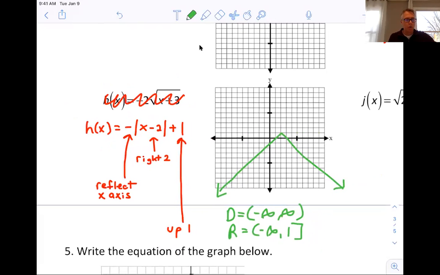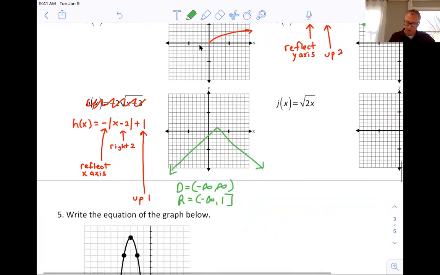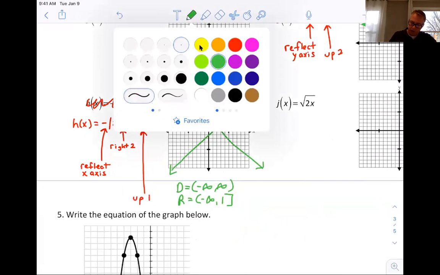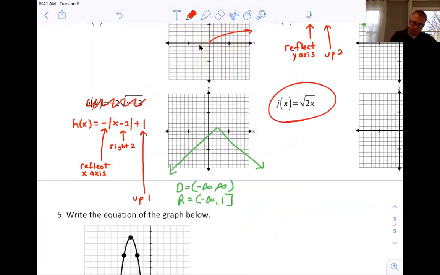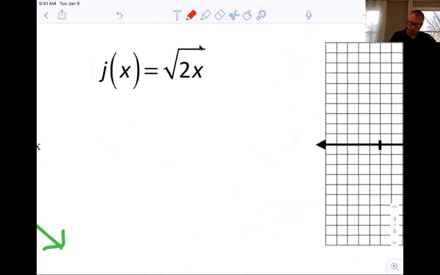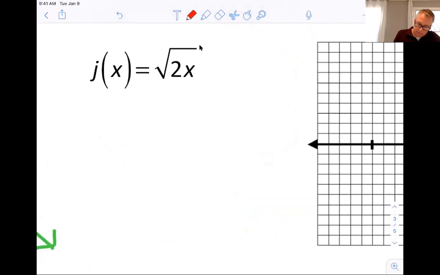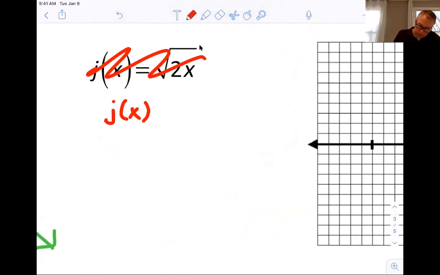All right, let's do one more together here. So I'm going to, again, change this function in the lower right, that j of x. I'll change that. So let's say j of x is equal to negative x to the third minus 2.